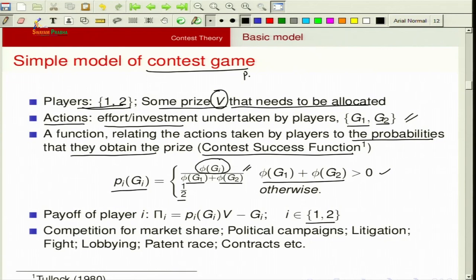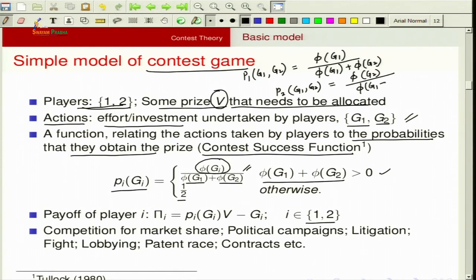We can write the probability of player 1 as a function of g1 comma g2. This is nothing but some increasing function phi of the effort level of player 1, divided by phi of the effort level of player 1 plus phi of the effort level of player 2. Similarly, the probability of player 2 as a function of g1 and g2 is phi of g2 divided by phi of g1 plus phi of g2. This is how we define these probabilities by the function called contest success functions. Needless to say, we can clearly see the total probability p1 plus p2 is 1. p1 is the probability with which player 1 wins the contest, that is, he gets the prize V, and p2 is the probability with which player 2 wins the contest.